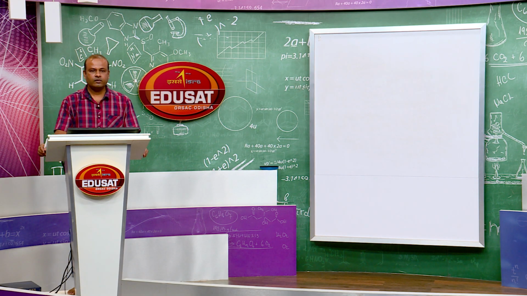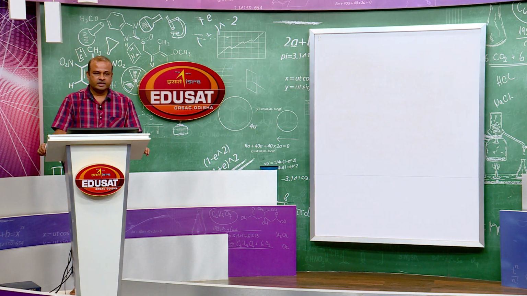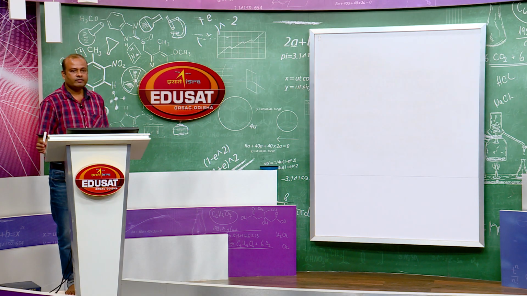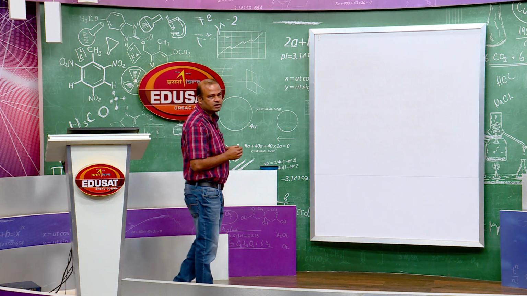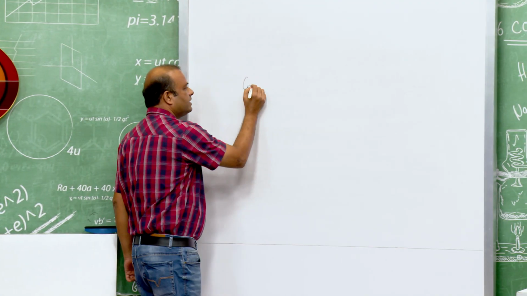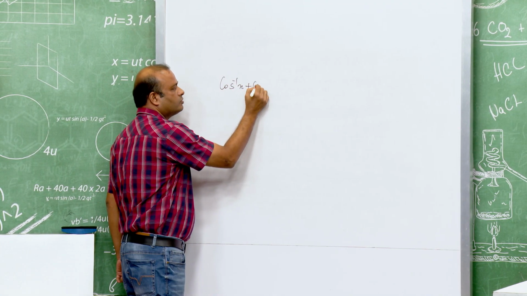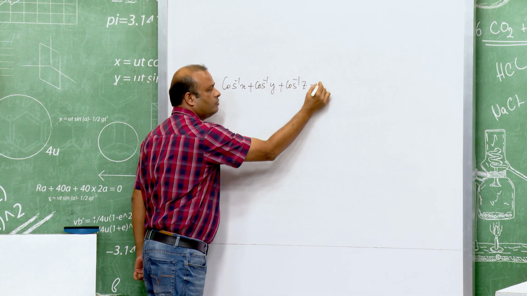So let us solve some more problems. One of them is, if cos inverse x plus cos inverse y plus cos inverse z is equal to pi, prove that x square plus y square plus z square plus 2xyz is equal to 1. So the given condition is cos inverse x plus cos inverse y plus cos inverse z is equal to pi.